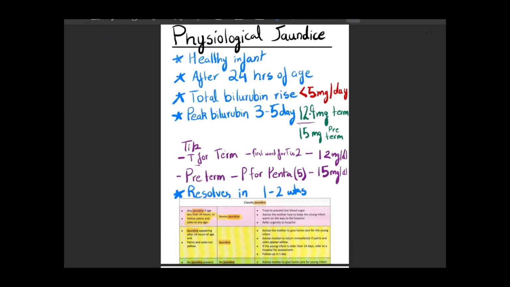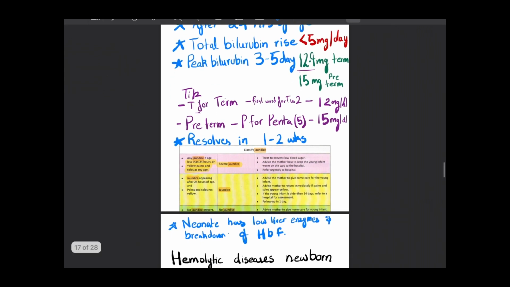Next is physiological jaundice. This occurs in a healthy infant after 24 hours of age, not before the 24 hours. Total bilirubin rises less than 5 mg per dL. Peak bilirubin is at 3 to 5 days. So the value for term baby is 12. So the first word from T in counting is 2. So add 1 and then 2, then it's 12. For preterm we have P, and P is for penta. So for preterm we have 5. 5 is for penta, so 15 mg per dL. It resolves within 1 to 2 weeks.